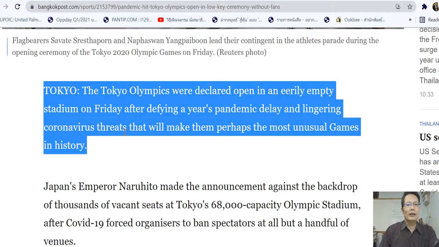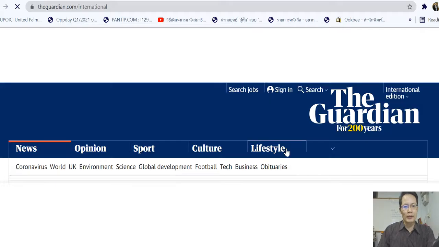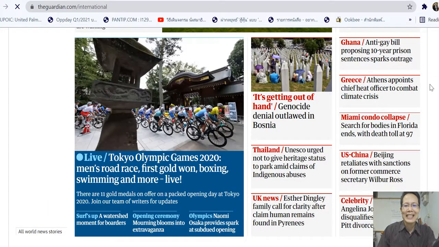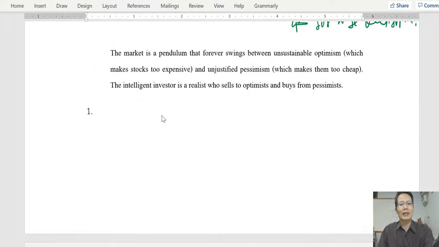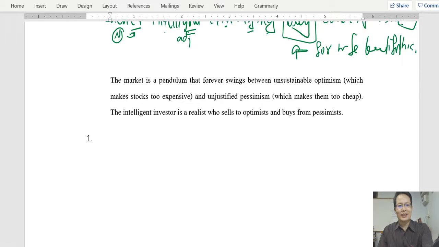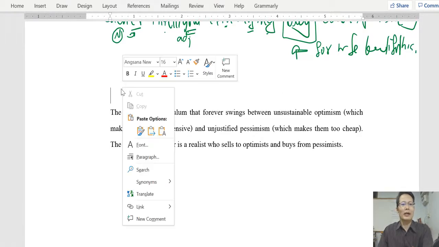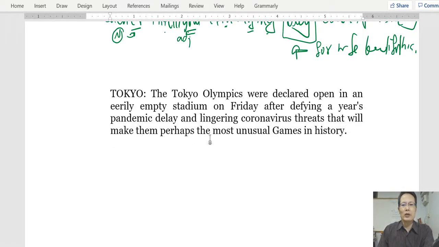Whatever I said is the same as I teach you. That is the structure of English. That's why we have to learn. You have to learn. Even if it is easy, it is worth learning from the beginning of now. Now, the beginning of now. Let me pass it over here. Let me talk more about this one.